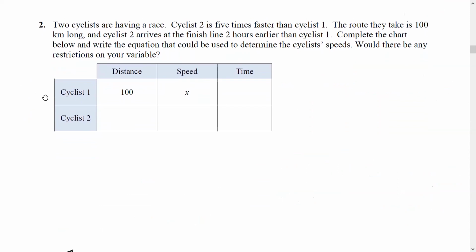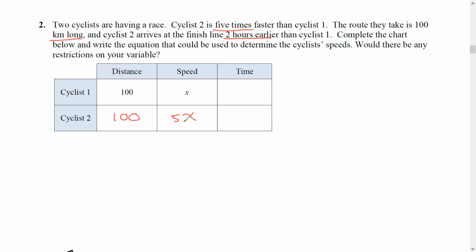All right, now maybe some of you remember this question from grade 11. 2 cyclists are having a race. Cyclist 2 is 5 times faster than cyclist 1. Okay, not much of a race, eh? The route they take is 100 kilometers long, and cyclist 2 arrives 2 hours earlier. Okay, so it says complete the chart and write the equation. Gotcha. So I'm going to go through. They both are going 100 kilometers total. Cyclist 2 is clearly on a motorbike or something. He's whooping cyclist 1. He's going 5 times as fast.